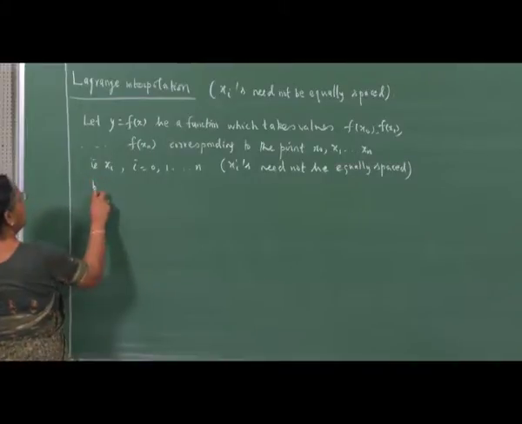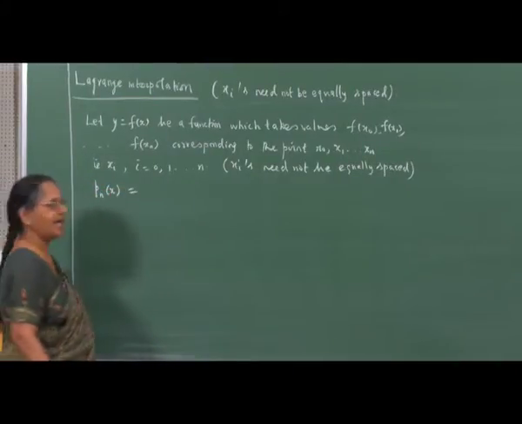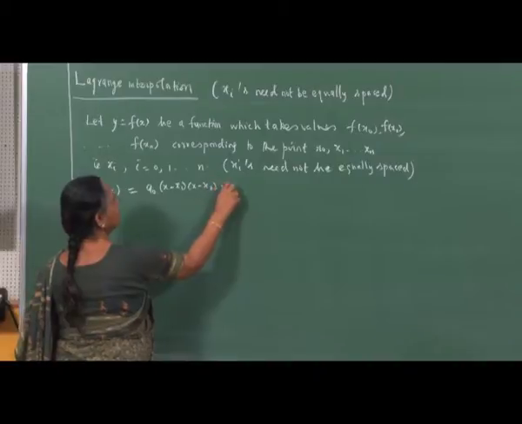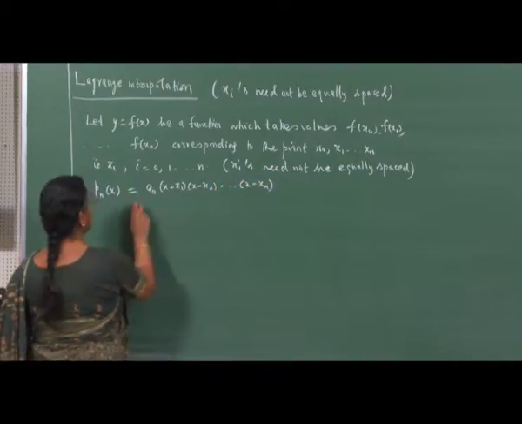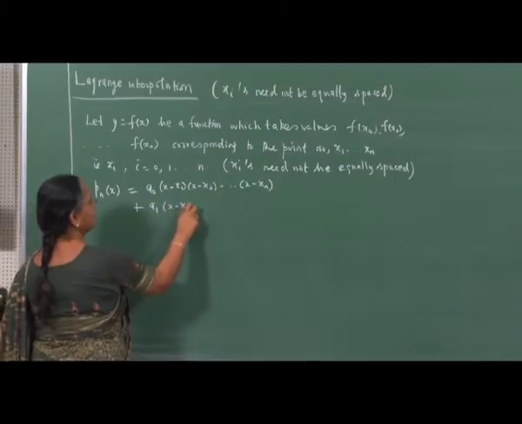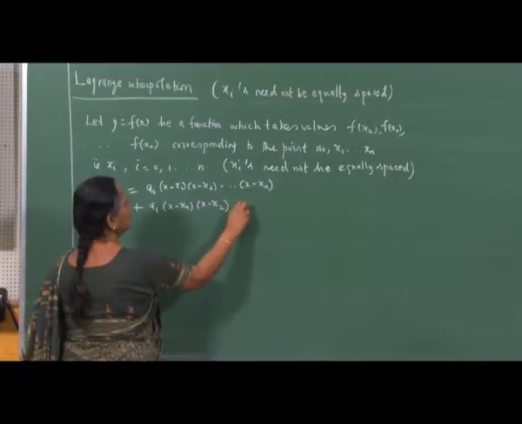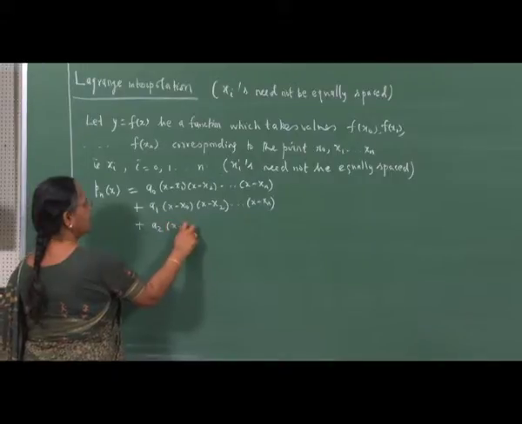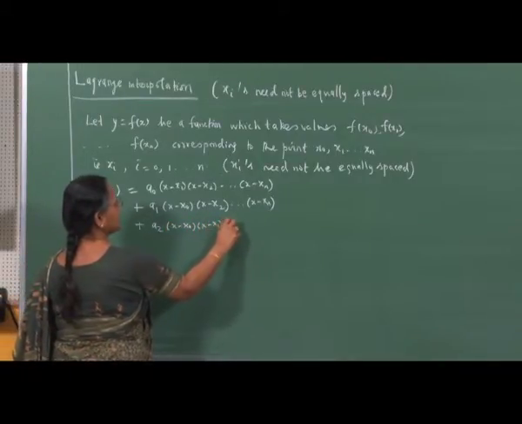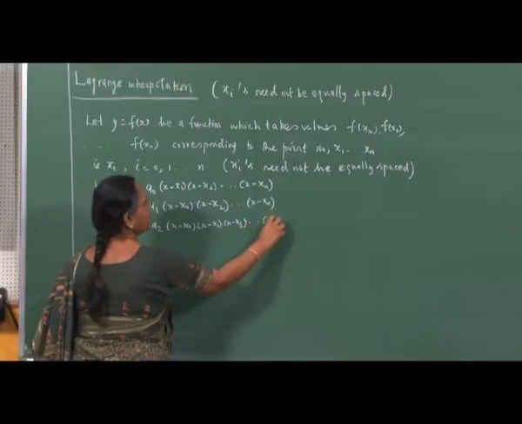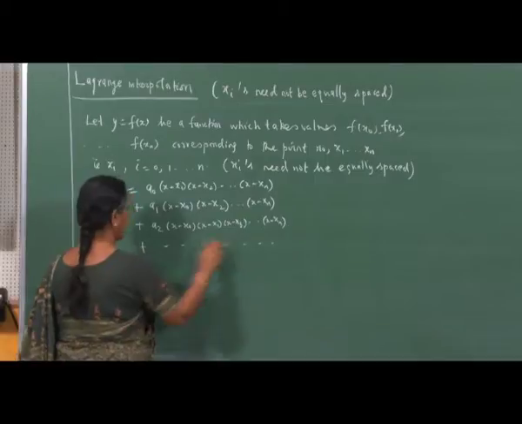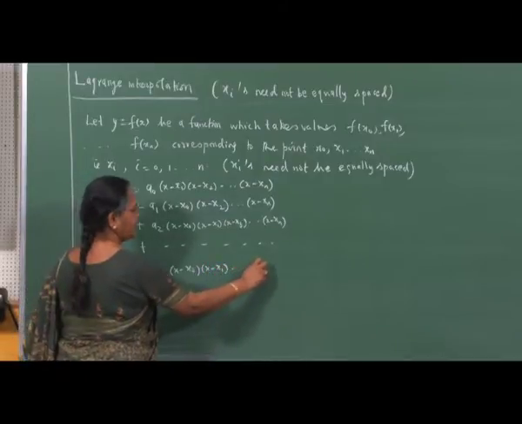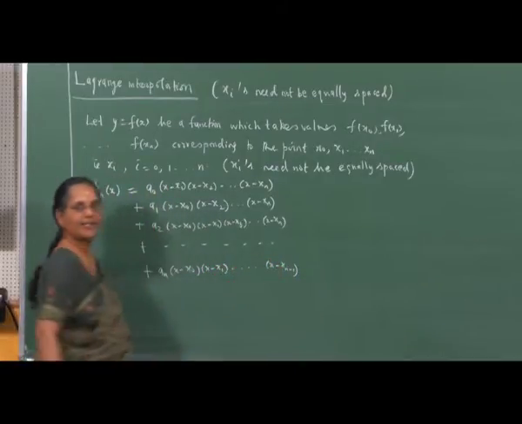So, we shall write down the form of p n of x as a naught into x minus x1 into x minus x2 etc. x minus xn plus a1 into x minus x naught into x minus x2 etc. x minus xn plus a2 into x minus x naught into x minus x1 into x minus x3 and so on x minus xn plus etc. plus an into x minus x naught into x minus x1 etc. up to x minus xn minus 1.